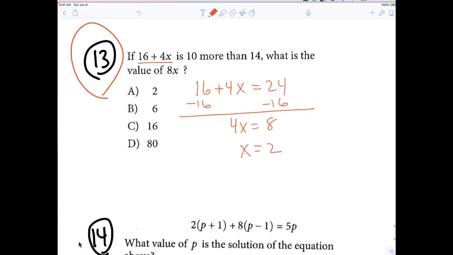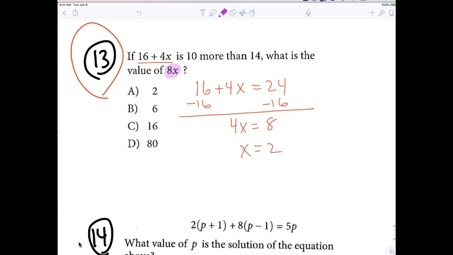Yes. Now, how many people put A down? I did. That's wrong. I put 8 times 2. That's exactly right. You see that, Leighton? Because the question is, what is 8 times x?